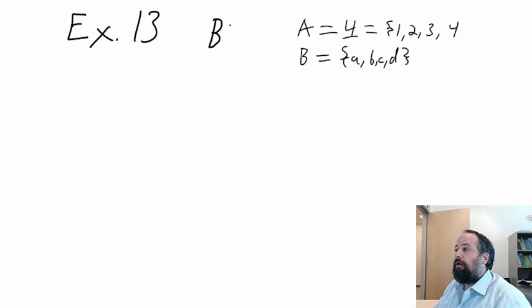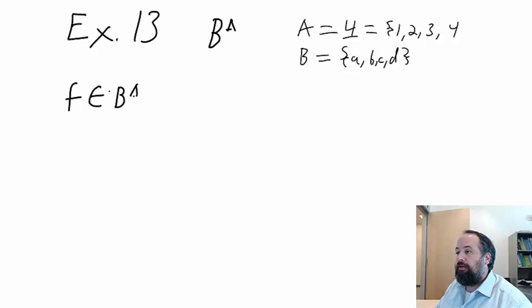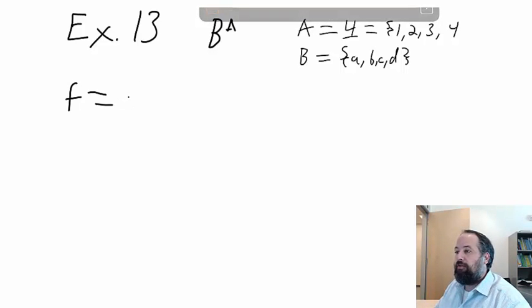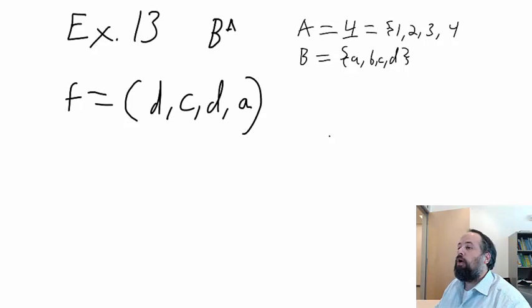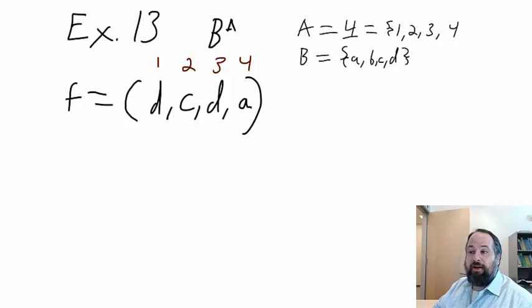So we're going to be doing B to the A, which means we're mapping from A to B. Remember, that's backwards. So let's say F, which is a member of B to A, is going to be D, C, D, A, which, if we recall, this is 1, 2, 3, 4. That's the order of A. So 1 maps to D. So F of 1 is D, F of 2 is C, F of 3 is D, F of 4 is A. Now, question, is that an injection?